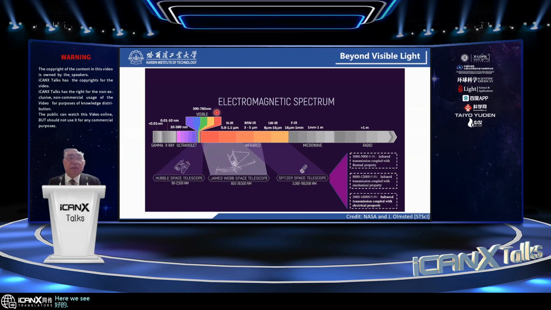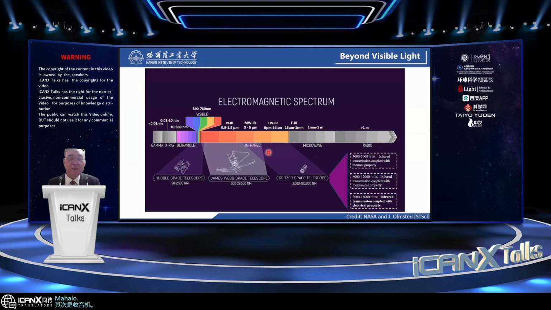Here we see the whole electromagnetic spectrum, where the visible light is around here, 390 to 780 nanometers in wavelength. Over this area is the near infrared region, 0.8 to 1.5 micron, followed by medium wave IR, long wave IR, and far IR. Then we will have microwave. Yes, that's the microwave oven, the same thing in your kitchen. Followed by that is the radio wave.